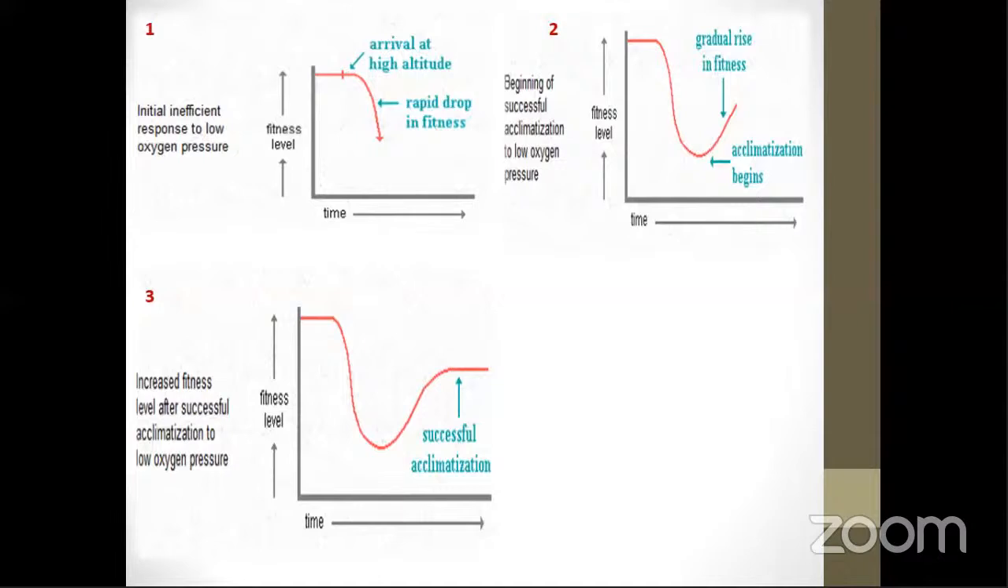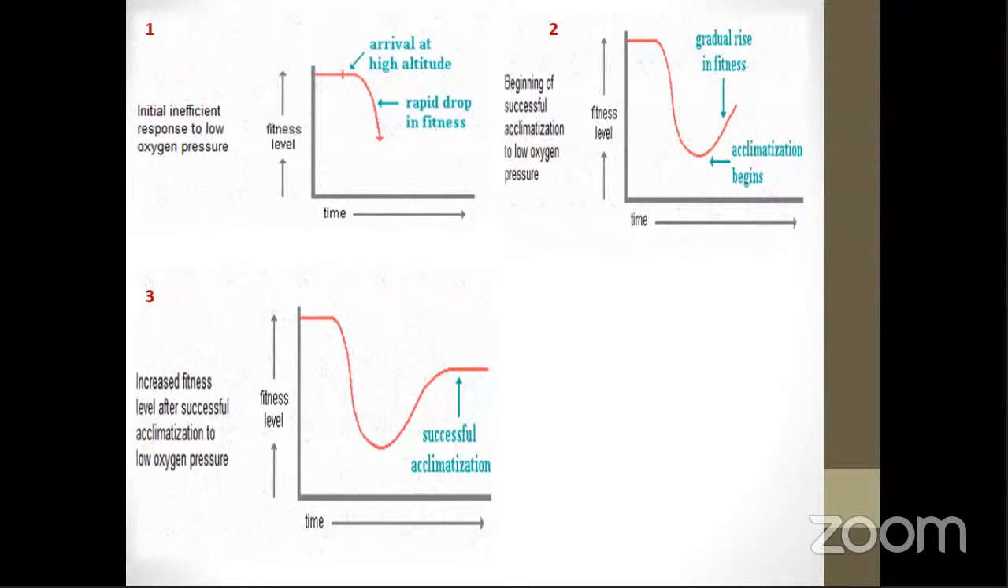And in the second diagram you can see that when the person is exposed to that environment for a few days or few months, the fitness level will begin to increase. That is, acclimatization begins at this stage. And in the third diagram you can see that after successful acclimatization the person's fitness level has increased to a particular level and will remain at that constant level.